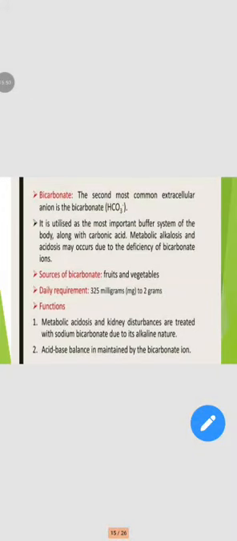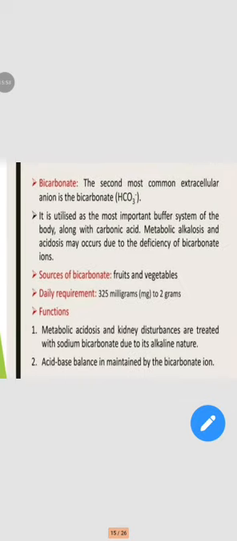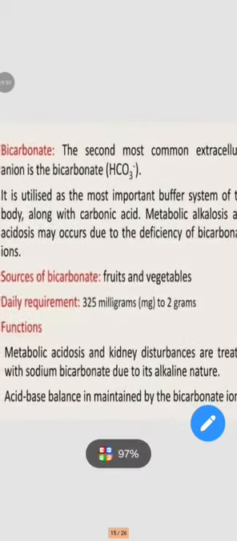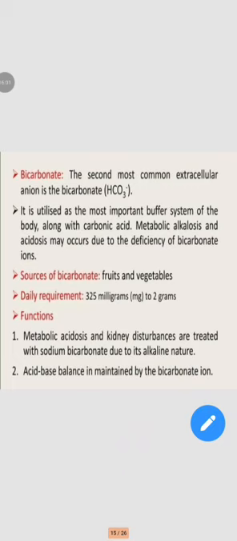Then the third one is bicarbonate. The second most common extracellular anion is bicarbonate, HCO3-. It is utilized as the most important buffer system of the body along with carbonic acid. Metabolic alkalosis and acidosis may occur due to the deficiency of bicarbonate ions.